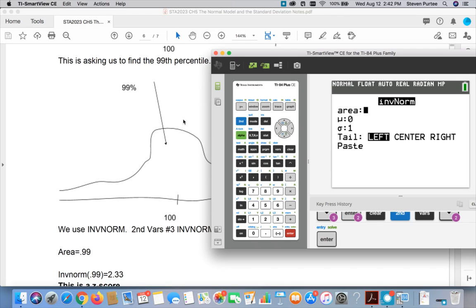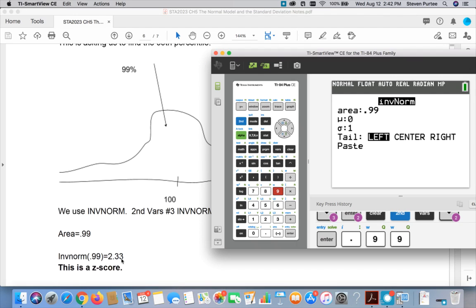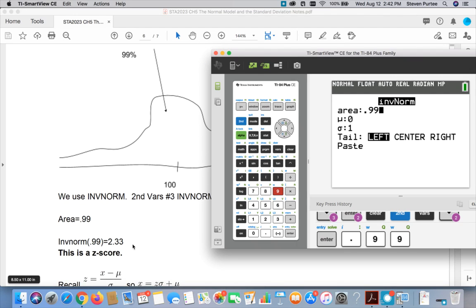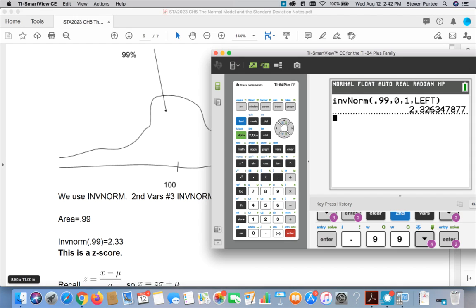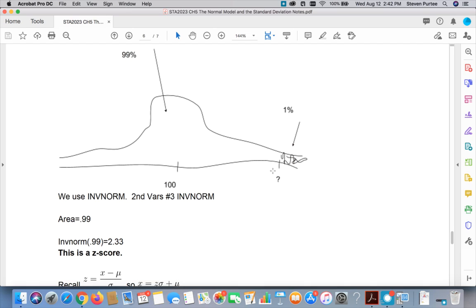We want to type in the area below the percentile, the 99, so 0.99. If your calculator doesn't have all this on the screen, if it just says inverse norm, then you would just type in 0.99 and hit enter. Here we have this one. We're going to go down to paste, hit enter twice, and that spits out this value. That's clearly not an IQ. That wouldn't make any sense. That's a z-score. The calculator gave me the z-score that would be in the 99th percentile.